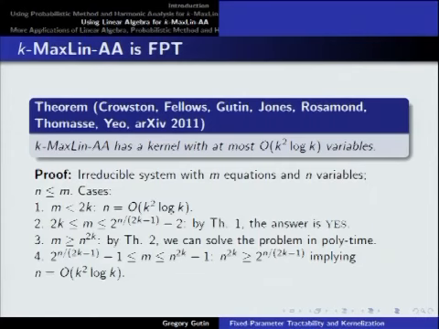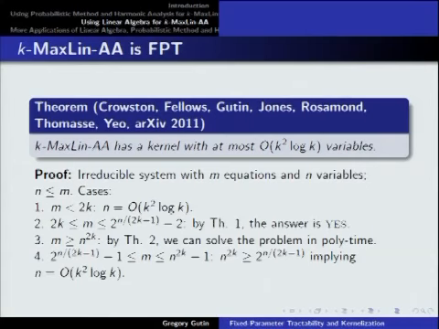So this theorem shows that k max ln above average has a kernel, not a polynomial kernel, by the way, but a kernel with at most k squared log k variables. So here we bound n, the number of variables, not the number of equations. Therefore, we cannot say that the kernel is polynomial. Sometimes some people get confused and say it's a polynomial kernel. No, it's not. It's just a number of variables.